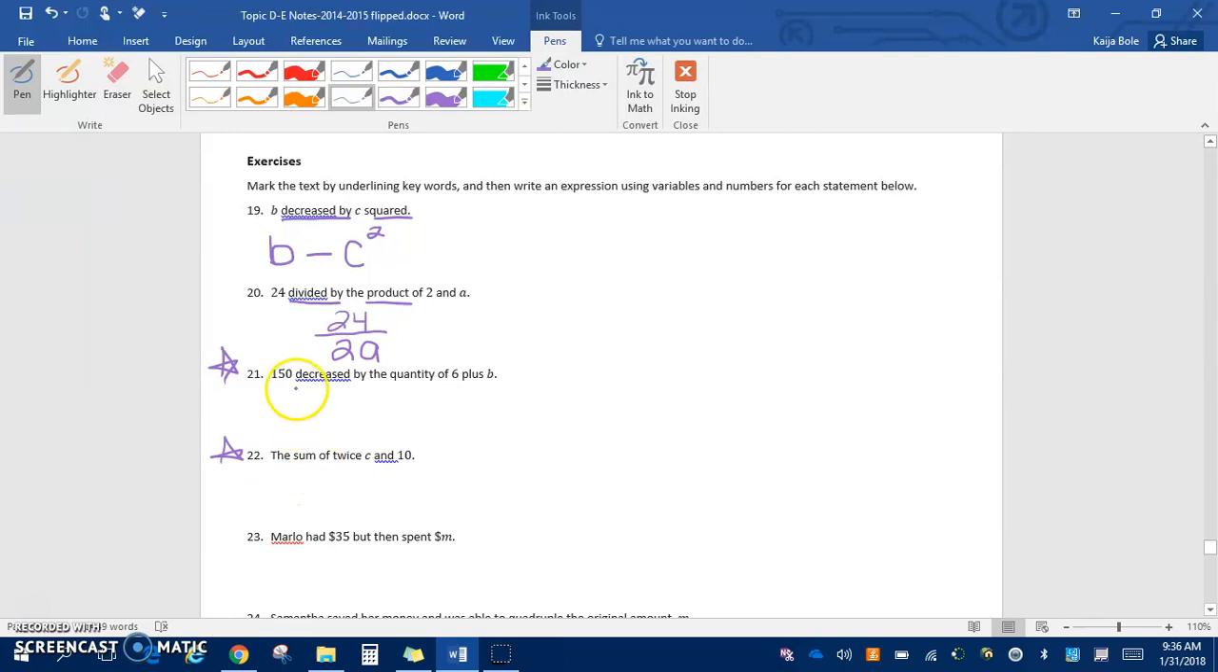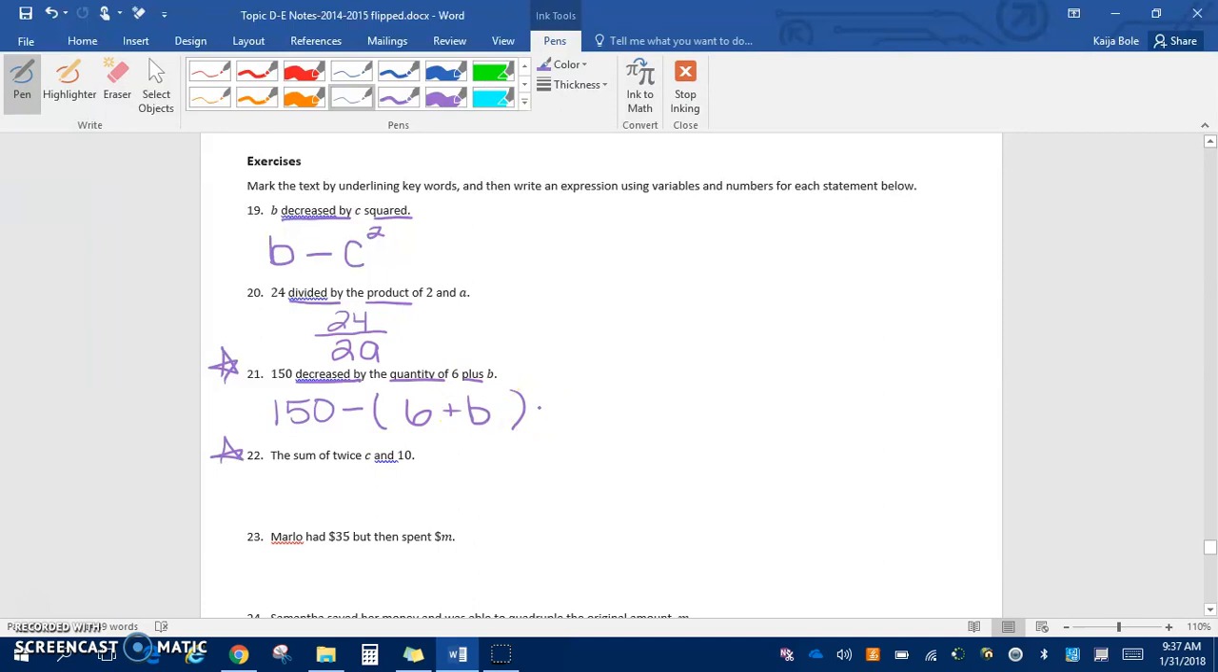Okay, for 21 we have 150 decreased by the quantity of 6 plus B. So again we have decreased by, and then that big keyword quantity of, and then plus. So again, because it says decreased by, we are not switching that order. So we're going to start from the left. We have 150. Decreased by means we're subtracting. Quantity of, our big keyword, we need those parentheses. And then it's 6 plus B.